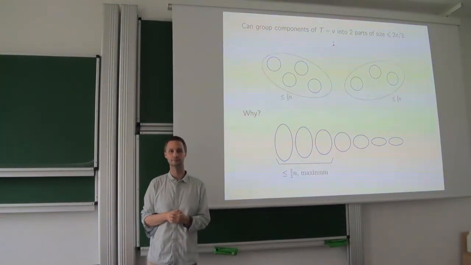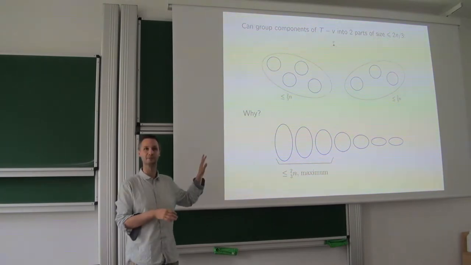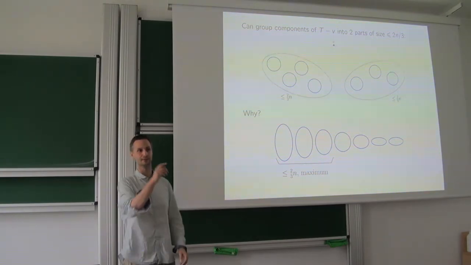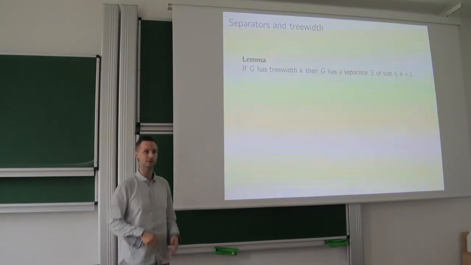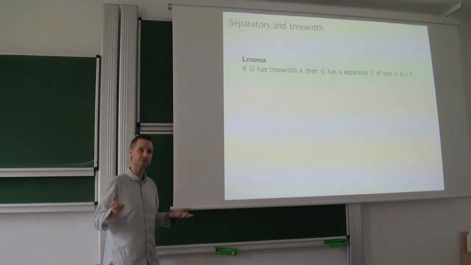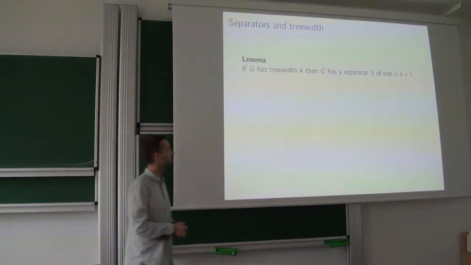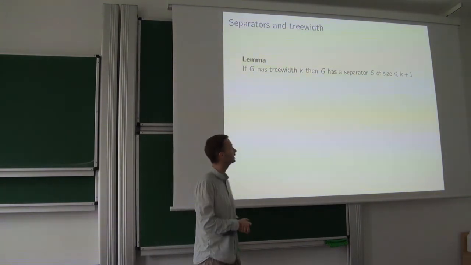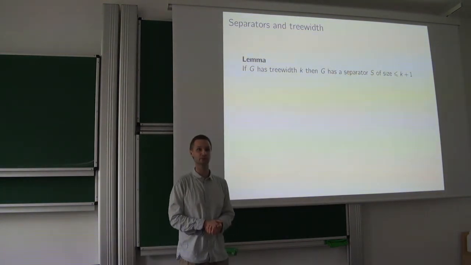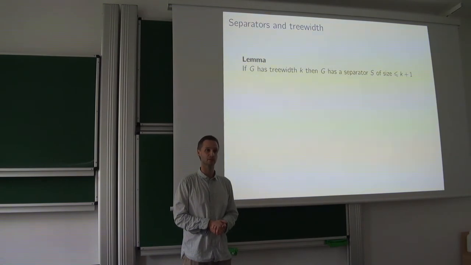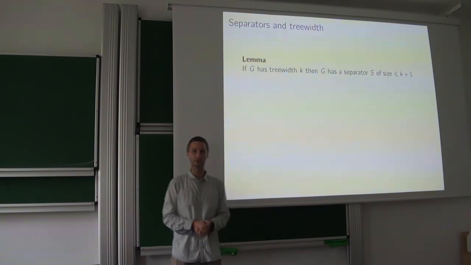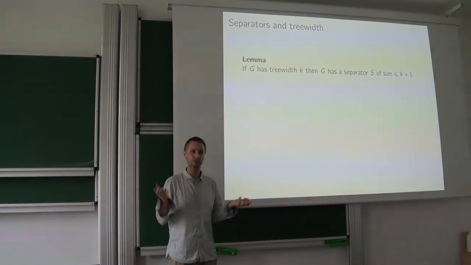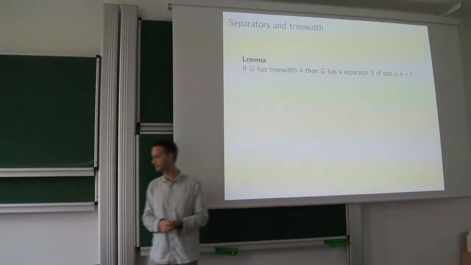of the tree. You're all happy with that lemma? Yeah? Okay. Why do I mention that? Well, we are going to use it, but it implies almost directly that if you have a tree with width k, you have a separator of size at most k plus 1. We are going to use the fact that there is a separator of size bigger than k, but you know, it's k plus 1.